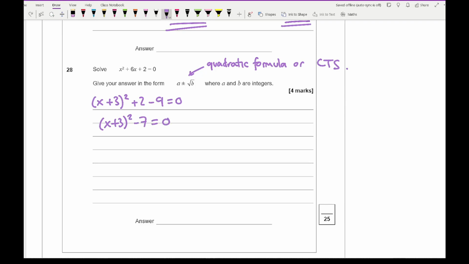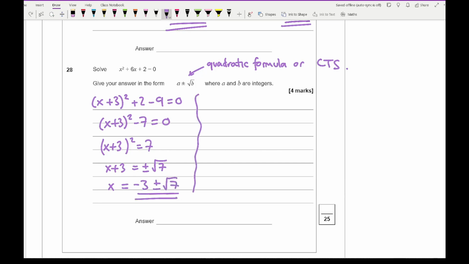Now once I've got it to this form, I then start making x the subject. So I end up with (x plus 3) squared equals 7. x plus 3 equals plus or minus root 7. And then x equals minus 3 plus or minus root 7. And there is my final answer.